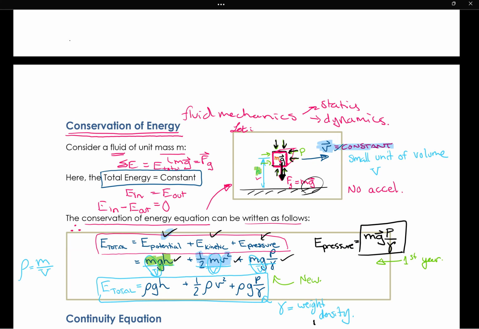But if we can observe this and we think about what mass in every term means, I have a mass here, I have a mass here, I have a mass here. I have 1, 2, 3 terms in my energy equation. It's all the same mass. It's M1. So it's just that fluid of unit mass M.